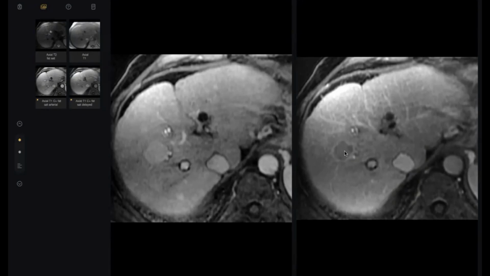In the delayed phase, the central part of the lesion, which was taking contrast, has washed out, but there is subtle peripheral enhancement. Okay, one by one. Give me the differential diagnosis. So, sir, in the delayed phase, the central part is not enhancing. So it can be either HCC, or it can be cholangiocarcinoma.